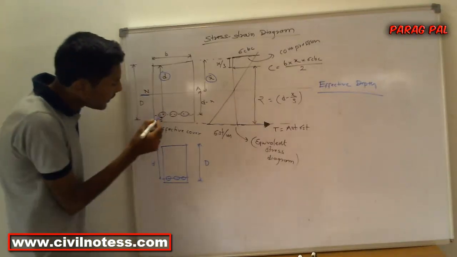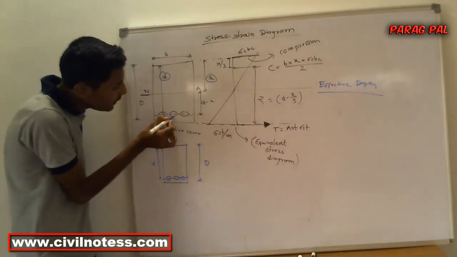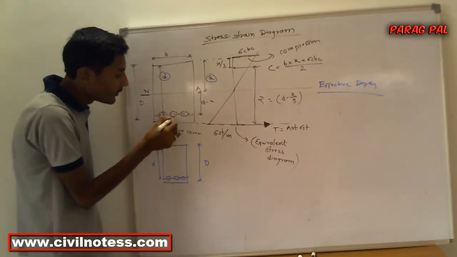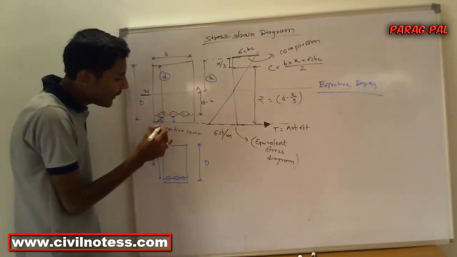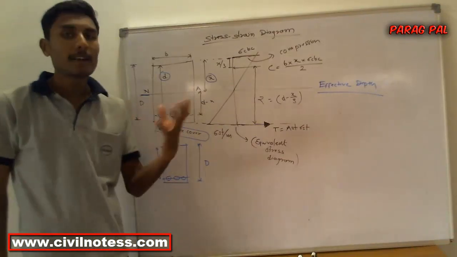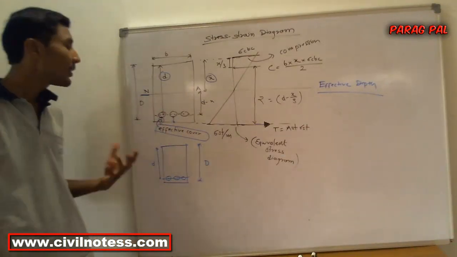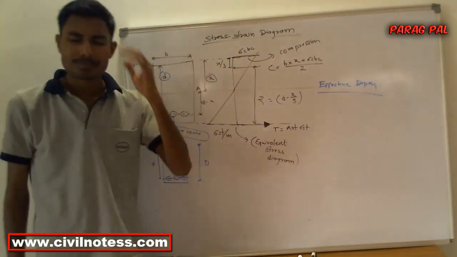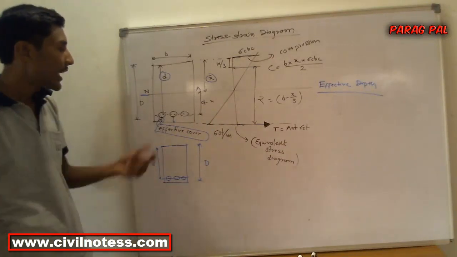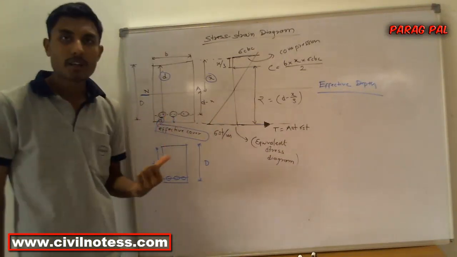So this portion is known as small d, which is called the effective depth. Also this distance, from the end of the bar to the end of this section, is called the effective cover. The effective cover is provided for the steel to avoid corrosion and to avoid the steel being open to the atmosphere. That's why the effective cover is provided.